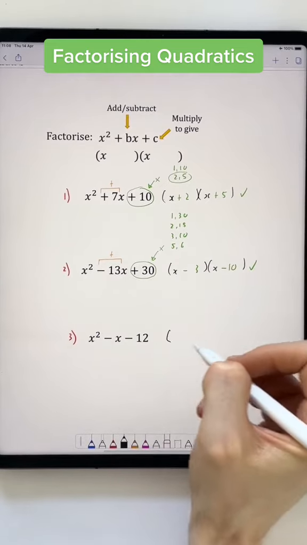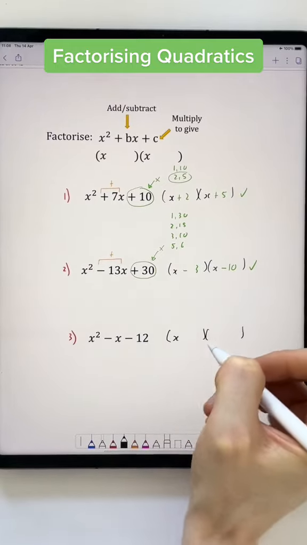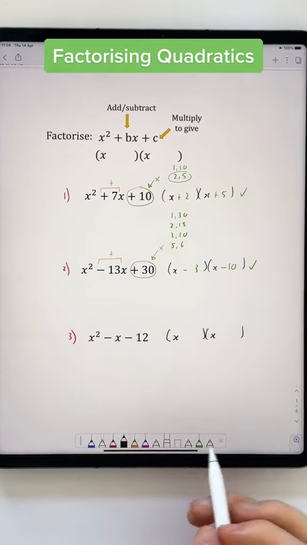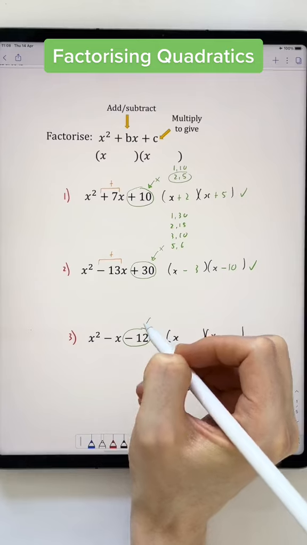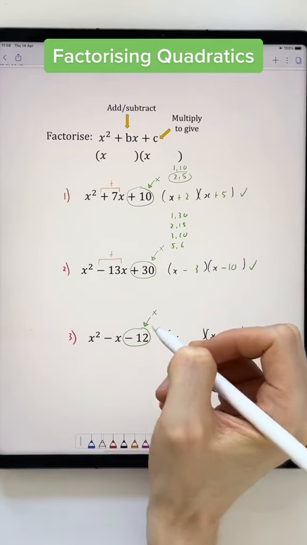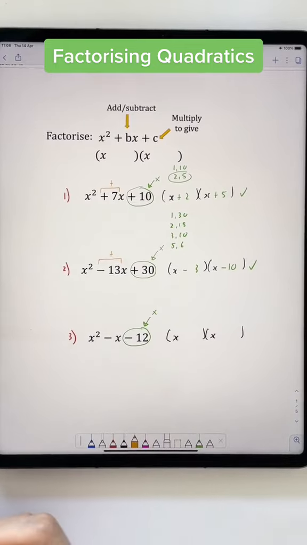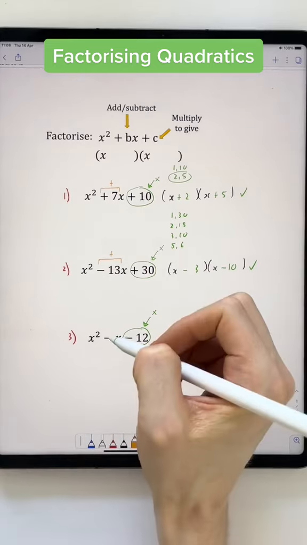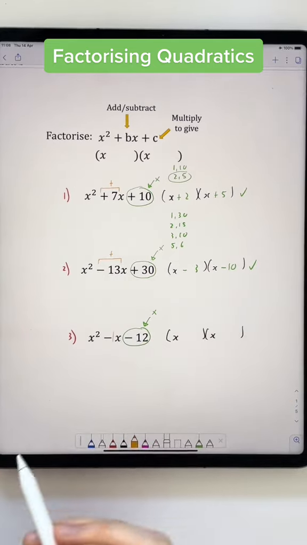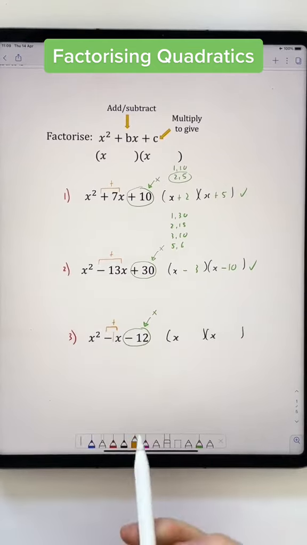We're going to start by opening our double brackets. Again, as our quadratic starts x squared, we're going to place a single x in each bracket. We start in this case by finding two numbers that multiply to give us our constant, i.e. our number term, which in this case is negative 12, and the same two numbers must add together to give us the number in front of the single letter. If there's no number in front of the single letter, we know there's always an invisible one. So here negative x is the same as negative 1x. So the same two numbers must add together to give us negative 1.